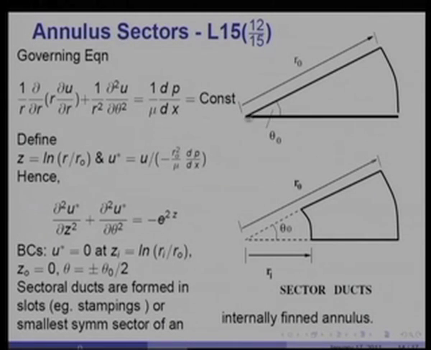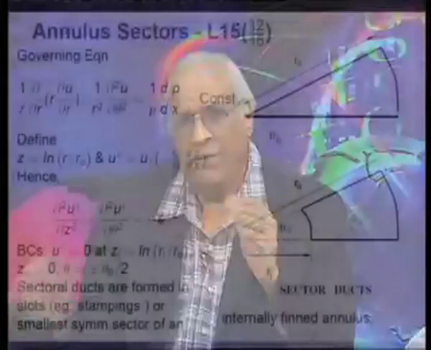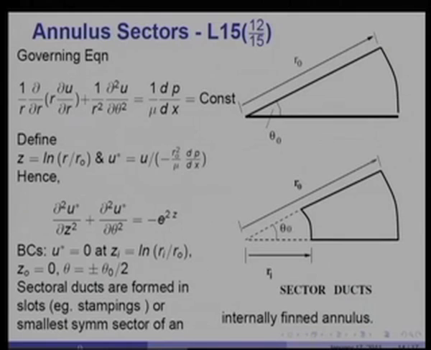This particular case is the one in which the inner radius is 0. Here, the inner radius is finite. Such sectoral ducts, as I said, are formed in slots of electrical stampings or the smallest cylindrical sector of an internally thin annular duct. Now, the method of solution for this case is exactly the same as in the case of a rectangular duct that I showed you earlier.